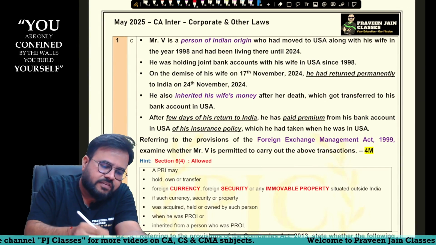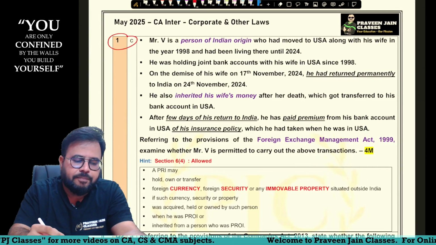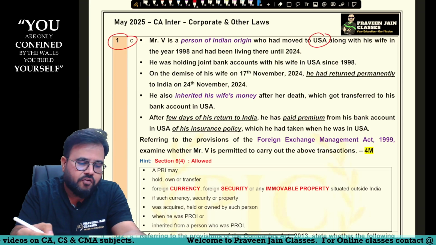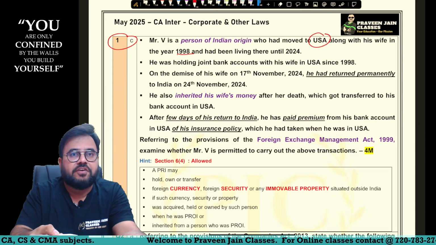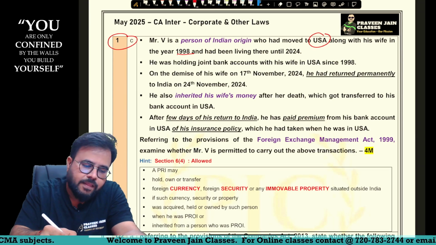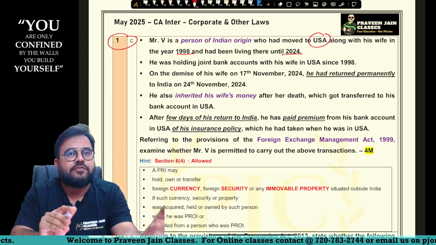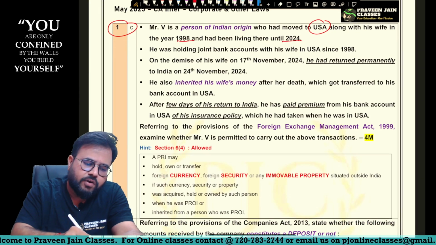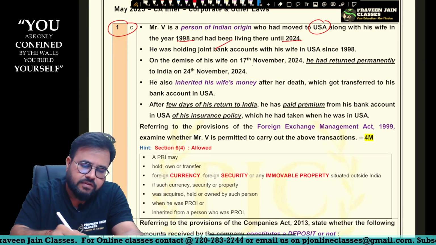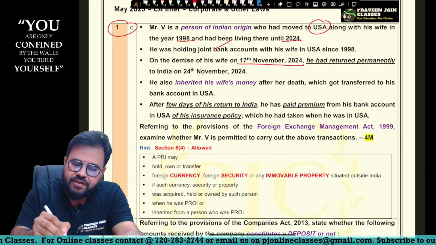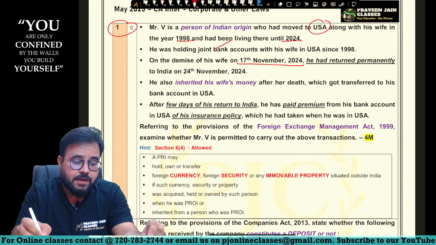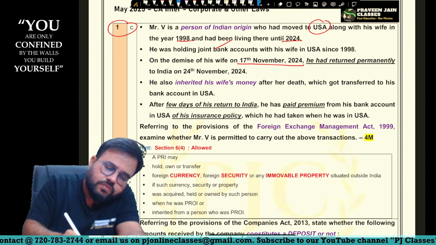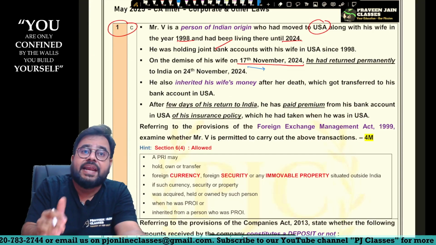Now let us see 1C. Mr. V is a PIO, person of Indian origin, who has moved to USA, very good, along with his wife in 1998. So obviously he will now become a PROI, sir. He has been living until 2024, he was there in the US only, sir. Now, he is holding a joint bank account. Achha, on 17th November his wife died. He returned permanently to India on 24th November, sir.